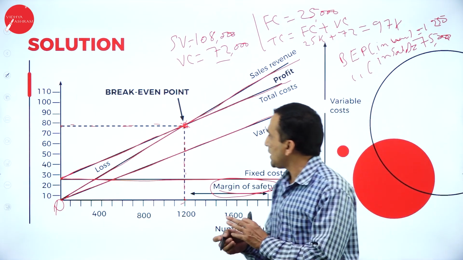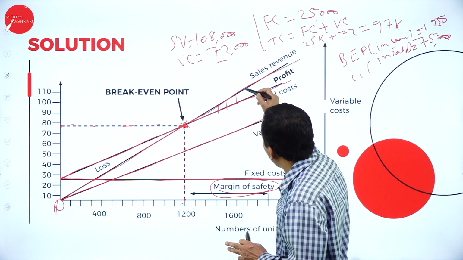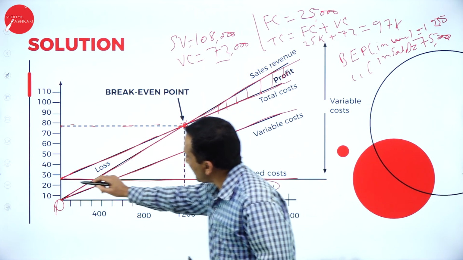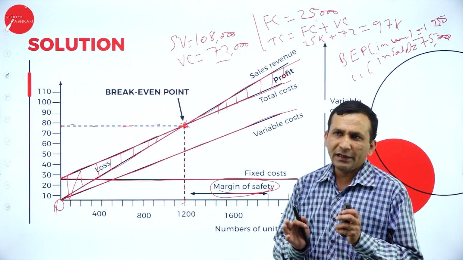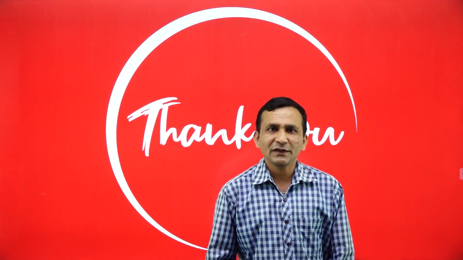Now this specific area we call the profit, and this specific area we call the loss. I hope this graph is clear. Keep on watching for the next section. Thank you.